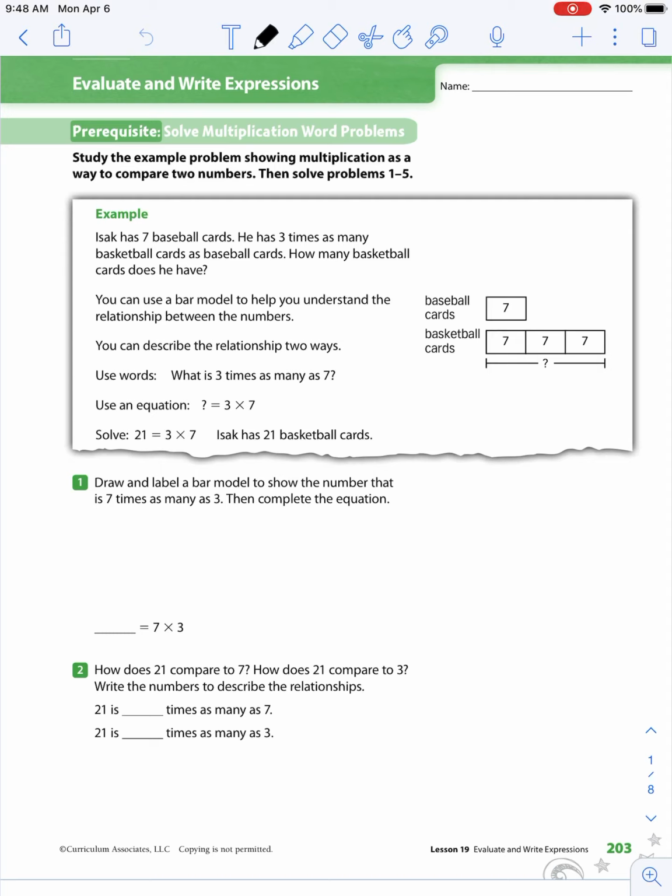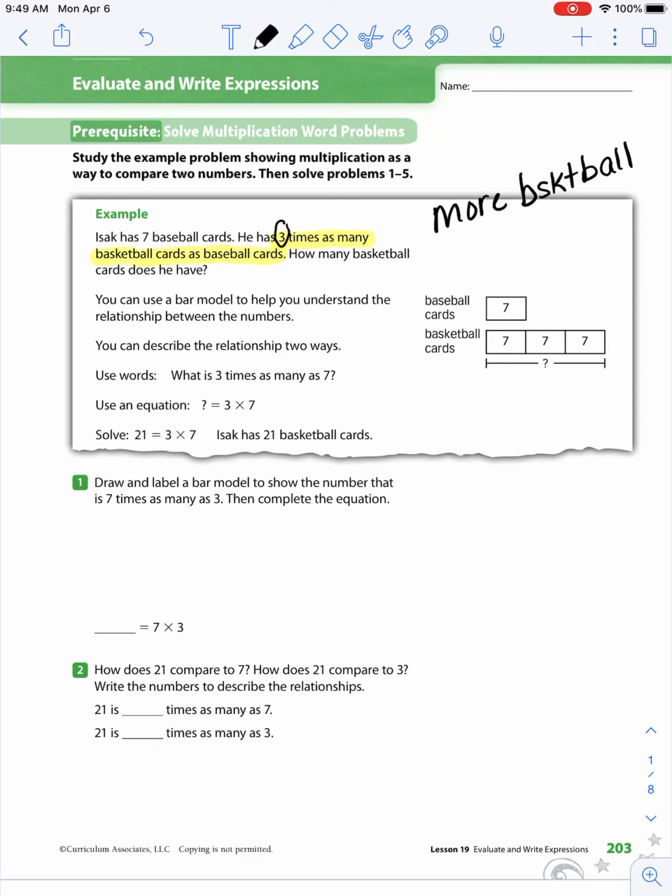Isaac has 7 baseball cards. He has 3 times as many basketball cards as baseball cards. So right there, that's where you want to stop for just a minute and think, what does he have more of? He has 3 times as many basketball cards as baseball cards. So just so I know for my own knowledge, he has more basketball than he does baseball. He has 3 times as many.